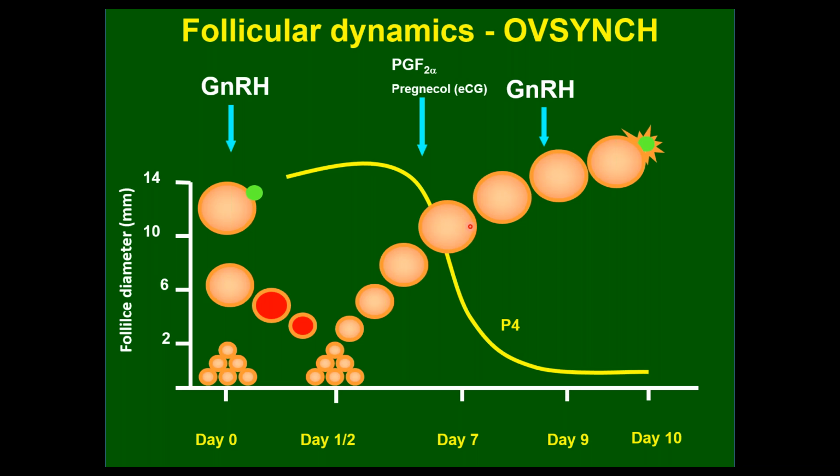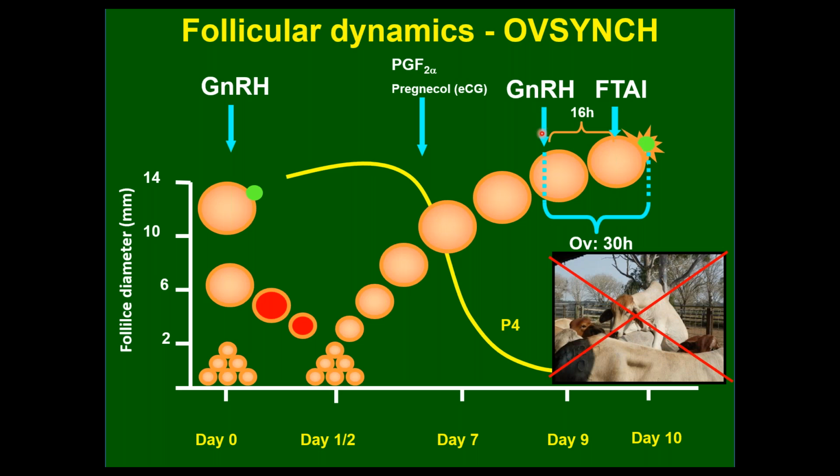On day 9, once the dominant follicle has time to mature and grow, you can administer GnRH. Again, this is your ovulation-inducing agent. Enabling fixed time. Now, the reason we can fix time is because we know approximately after GnRH injection, there is 30 hours until ovulation. So if we fix time 16 hours after this GnRH injection, we've got the most optimal time for artificial insemination for the best fertility. Now, these programs can be used with or without a progesterone device such as the Q-mate.